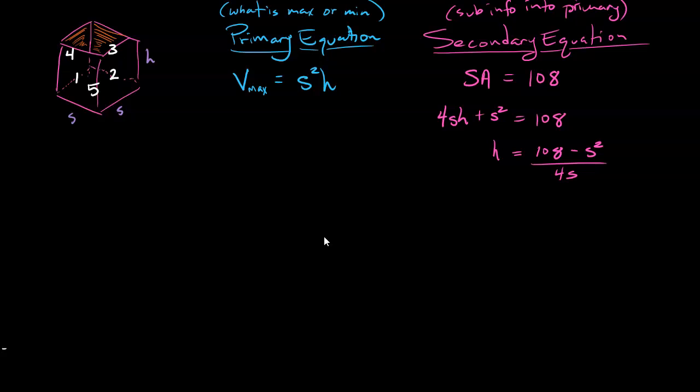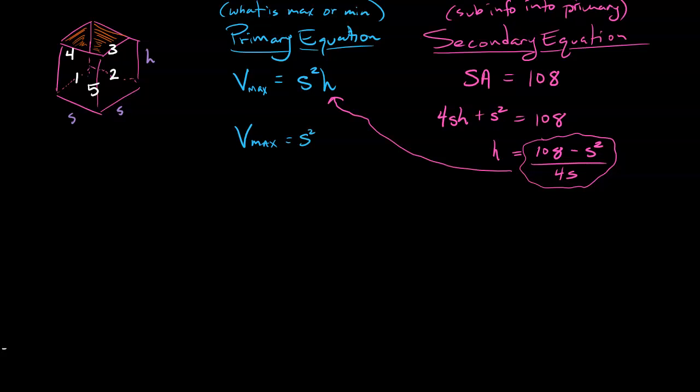So maybe I'll substitute first. So now that I've figured out H is equal to this, I'm going to put this in place of H so that my primary equation is only one variable. All of the optimization questions you guys are going to get will be able to be done in one variable. They'll all be solvable. So even if it's not one variable, you'll have information to be able to solve everything.